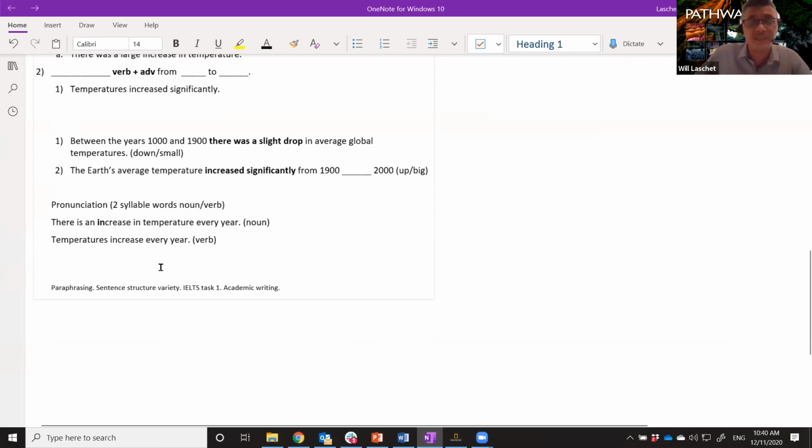And the second one, temperatures increase every year. Temperatures increase every year. So this one, as Amir has just put in, is the second syllable. So I'm going to bold that there.